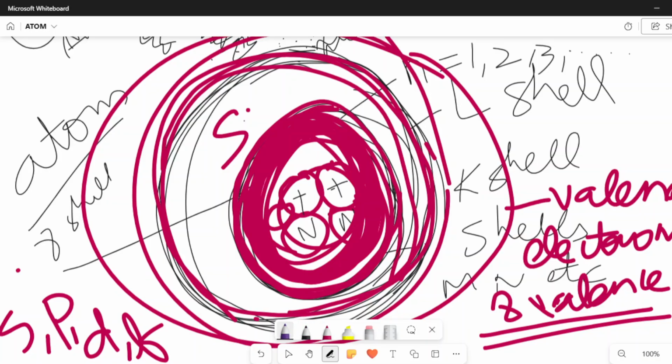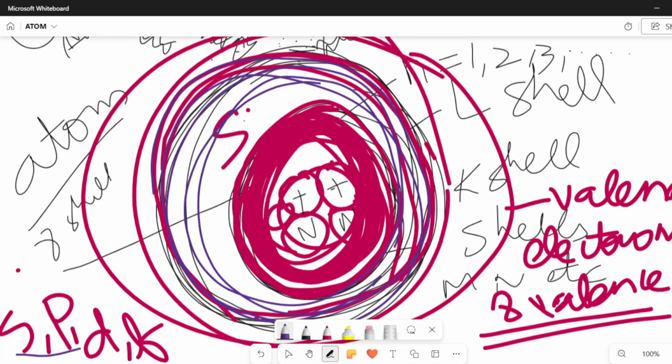So this L path is there. If you see the L, you will have two subshells, S as well as P. So you will have one S, again a spear shaped.